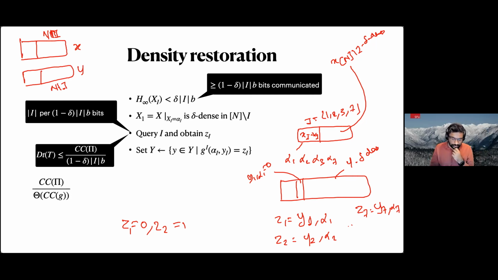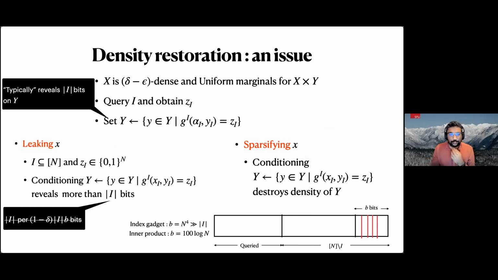But whenever we are doing this conditioning, this typically reveals about I bits of information. So Zi is a bit string of length I, and this conditioning, on average, would reveal I bits. But in reality, two things could happen. One is called leaking. Leaking is the case where for some particular value of alpha I, which is this heavy value that's fixed, and for some particular value of Zi, this conditioning that Xi, Yi is Zi reveals more than I bits.